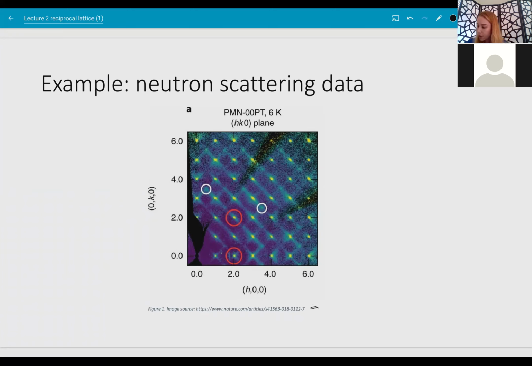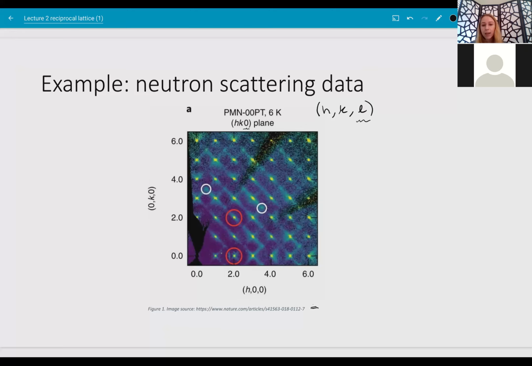A lot of neutron scattering data use this HKL notation, where essentially H, K, and L represent different directions in reciprocal space, the X, Y, Z direction in reciprocal space, respectively. So these data here are taken in the HK0 plane. So essentially they're setting the last unit equal to 0 and just taking a slice in that plane. So the x-axis is the x-axis in reciprocal space, the y-axis in reciprocal space.